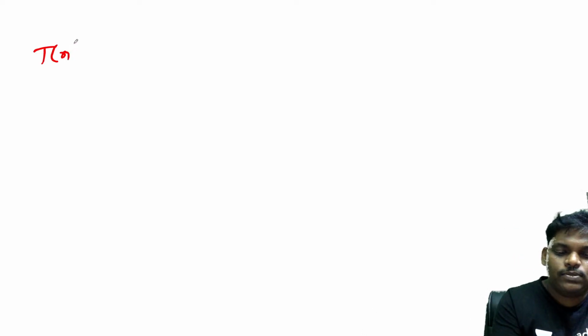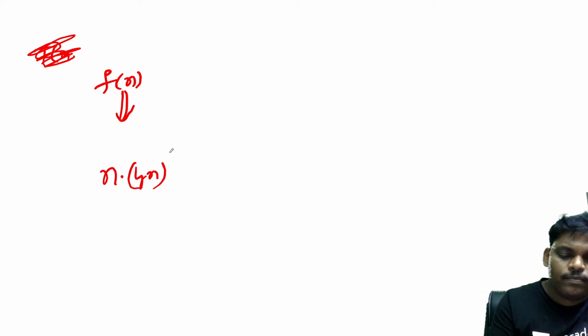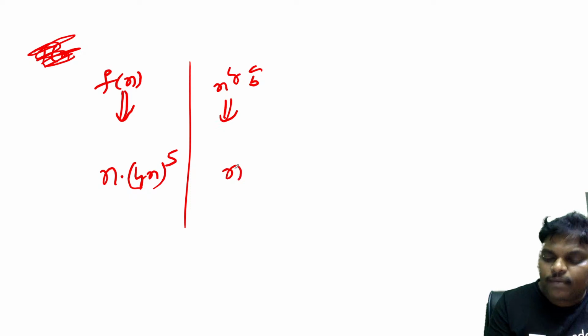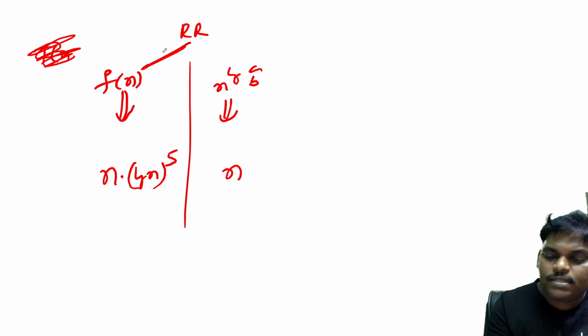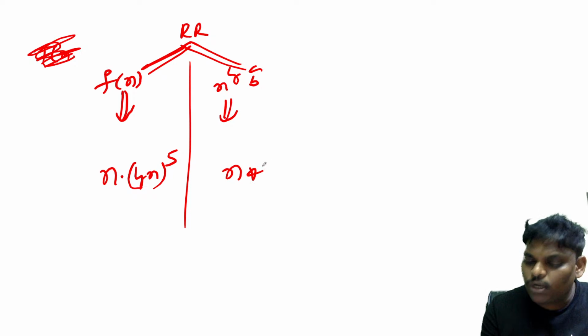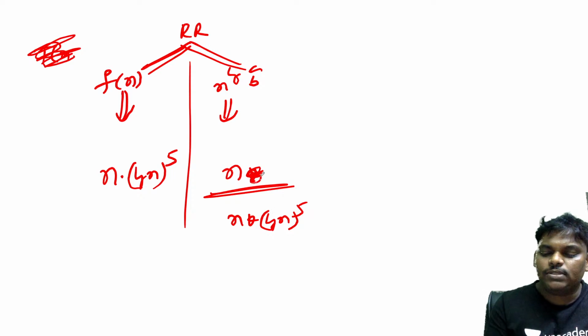Instead of writing T(n) and all, let's check this. I have a recurrence relation where f(n) is, assume, n into log n whole power 5, and n power log a base b is n. Comparing left and right, the right side is smaller, that's okay. How many times? By log n whole power 5 times.